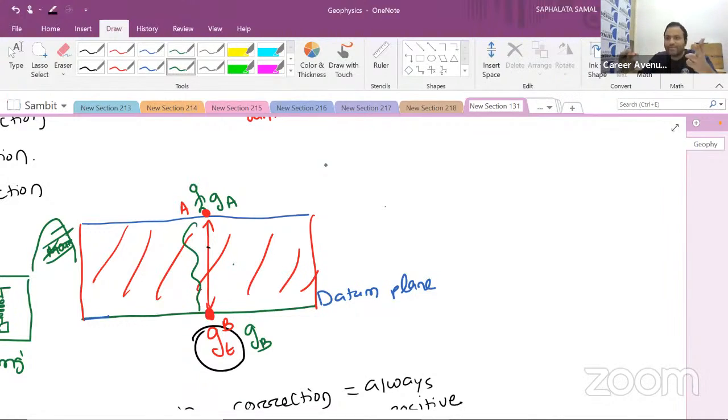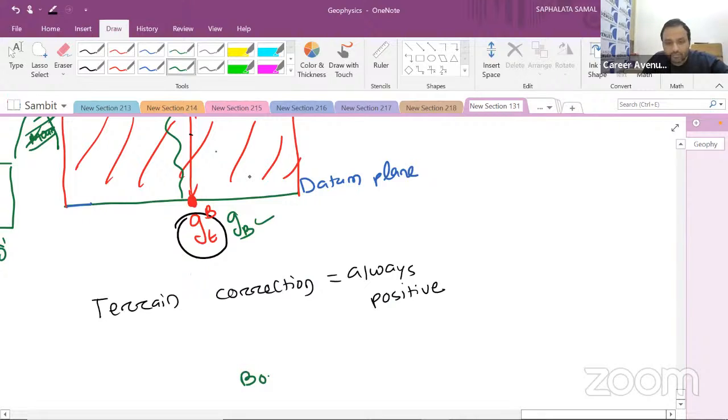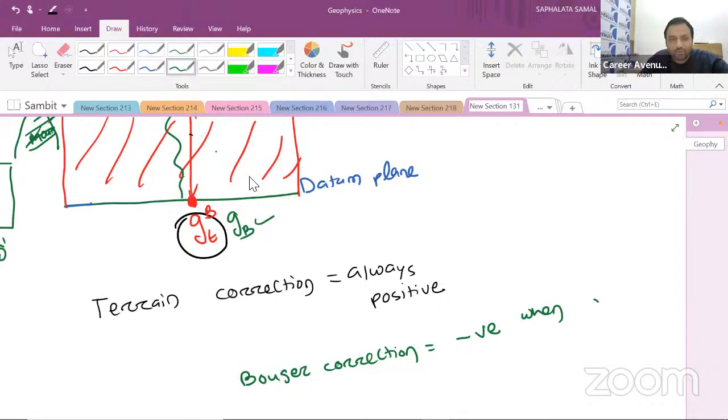More mass means more gravity value. So I have to neglect this to make GA and GB equal. To compare GA and GB, I have to reduce the effect of the mass. That is called the Bouguer correction. The Bouguer correction is negative when the station is above the datum plane.